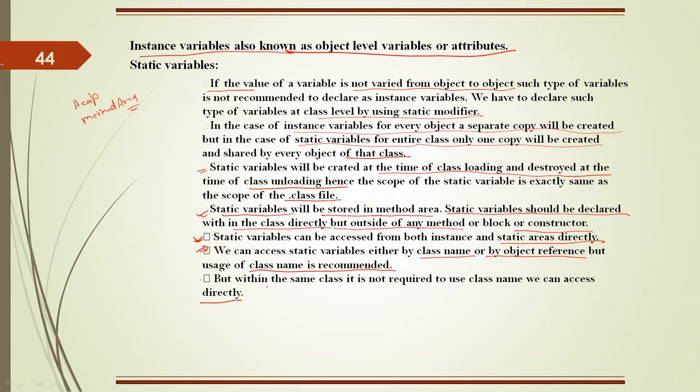Now, for an instance variable, for every object one separate copy is created. But for a static variable, only one copy is created for all objects. A static variable is loaded at the time of class loading, but an instance variable is loaded at the time of object creation. And it is unloaded at the time of class unloading, like destroying. The scope is up to the dot class file level. A static variable will be stored in the method area, but an instance variable is stored inside the heap area, correct?